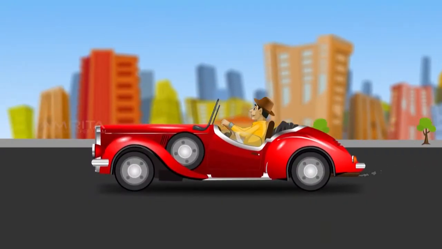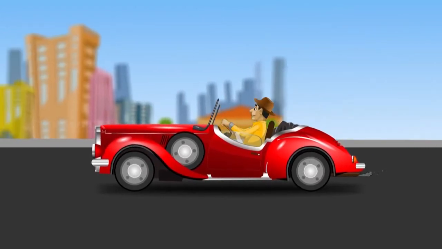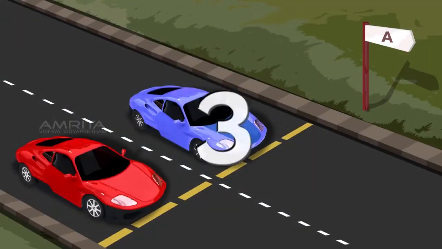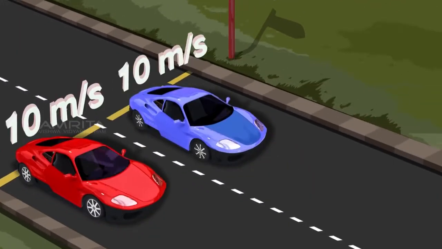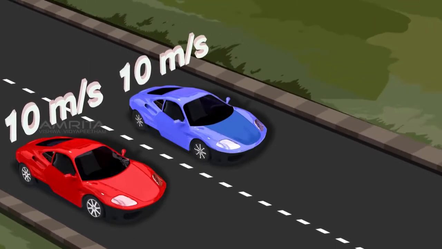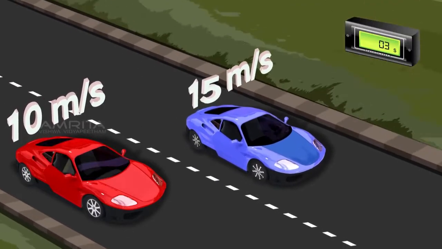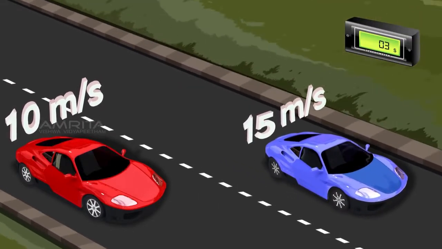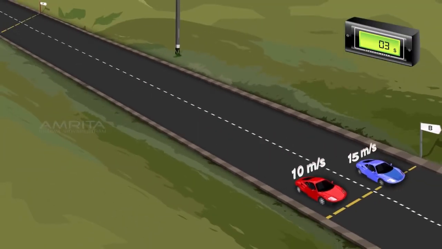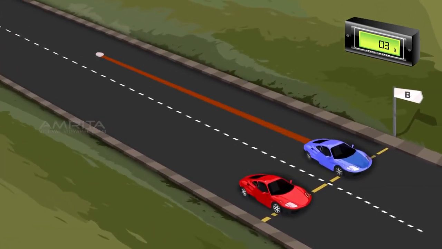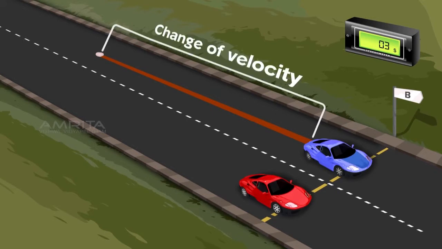What happens when a body moving in a certain direction changes its speed suddenly? Let's consider two vehicles moving in parallel with uniform velocity, that is 10 meters per second, from point A to point B. Suddenly, one vehicle increases its velocity to 15 meters per second in 3 seconds, and speeds off towards point B. As the velocity of the vehicle has increased, it is said to have accelerated.